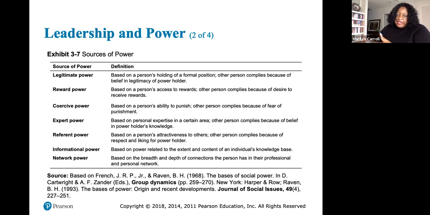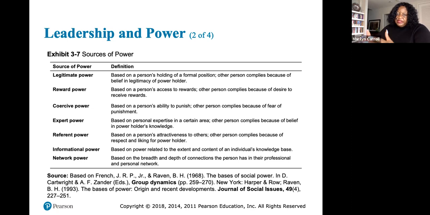Informational power is based on the extent and content of an individual's knowledge base. Informational power is not as rewarded these days as referent power, and that's a disaster or a disgrace, because just because somebody's beautiful doesn't mean that they have the knowledge to tell me what I need to be doing. With informational power, that person has a knowledge base that can help me, and we probably should listen to what they're saying more than to the referent power person.